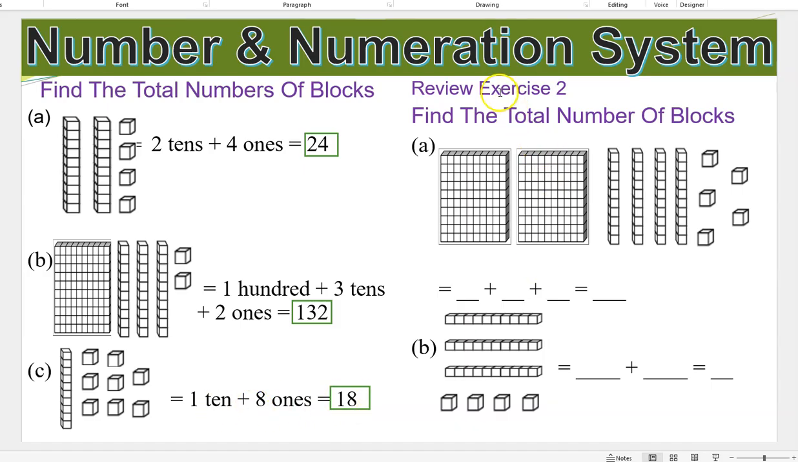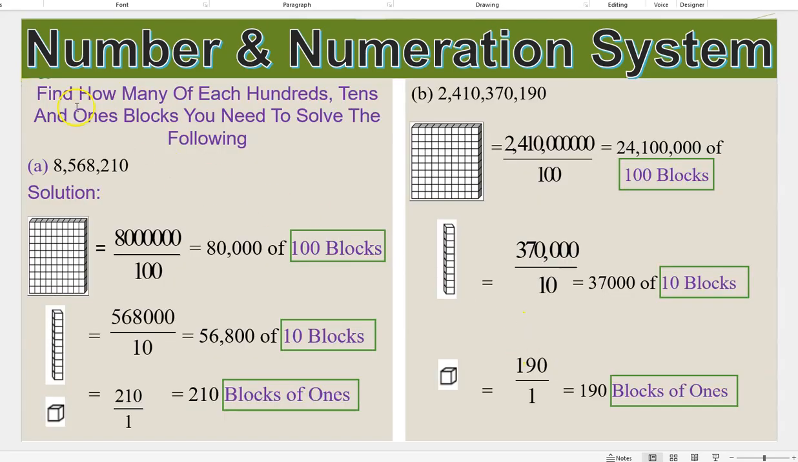And on my right hand side, we have review exercise 2. You are going to find how many hundreds, how many tens, and how many ones we have, and then we put them together as it has been illustrated. Next, we are going to look at how many hundreds, tens, and ones blocks you need to solve the following.